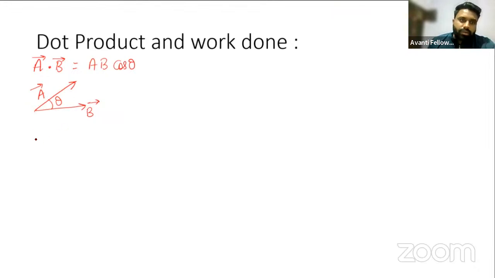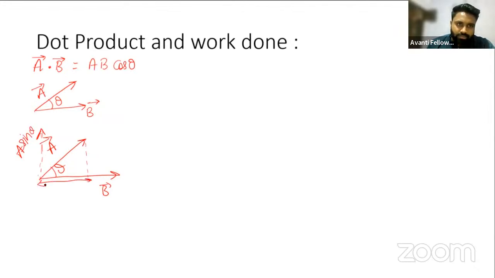You can also expand it further. Like, this is your vector B and this is your vector A, and this is the angle theta. If you resolve vector A in the direction of vector B and perpendicular to it, then you will have two components. This one is A sin theta, and this component is A cos theta.